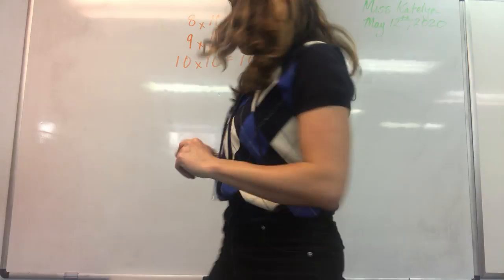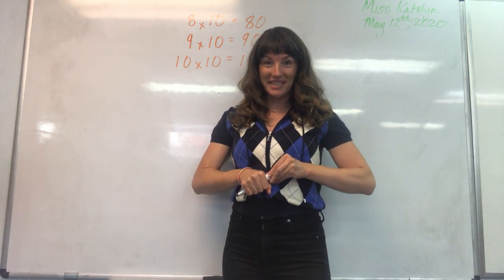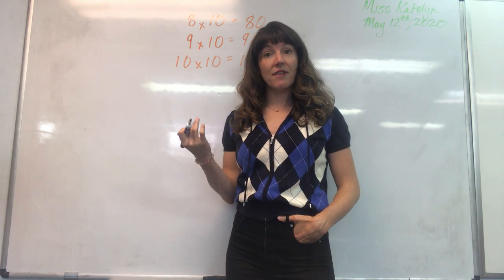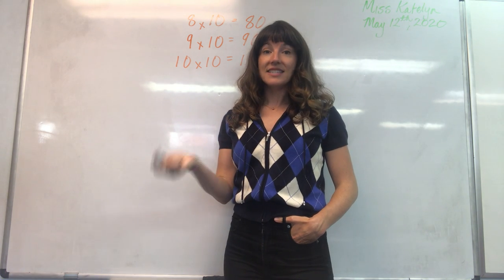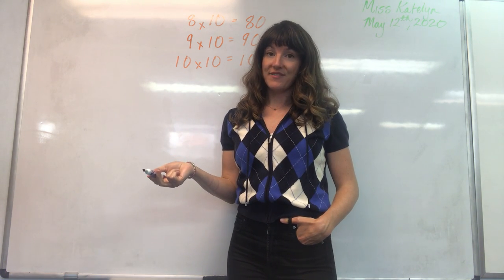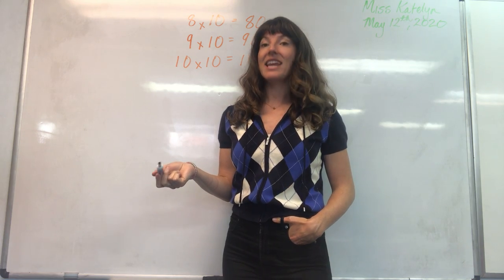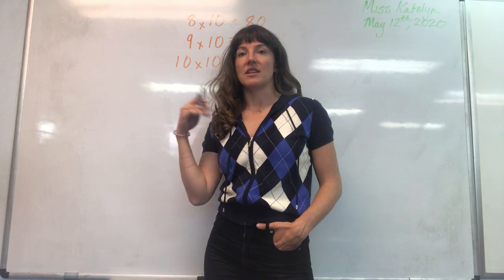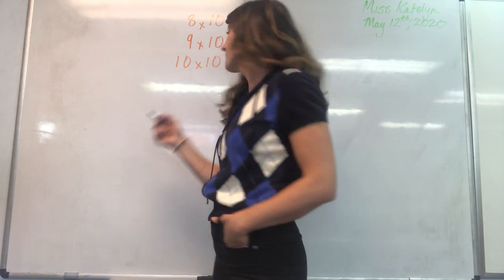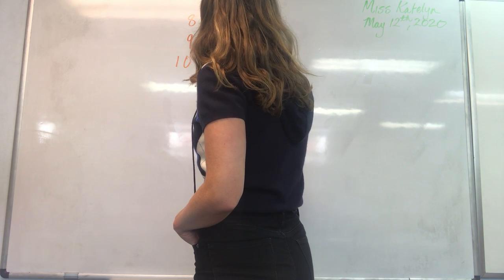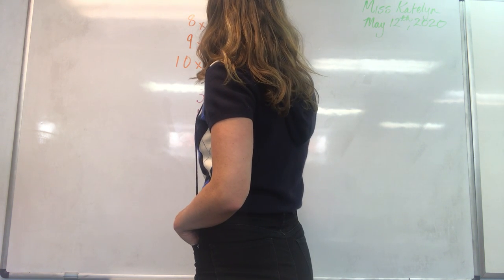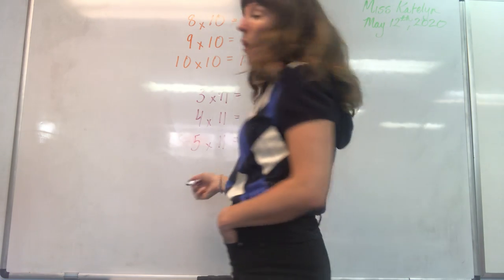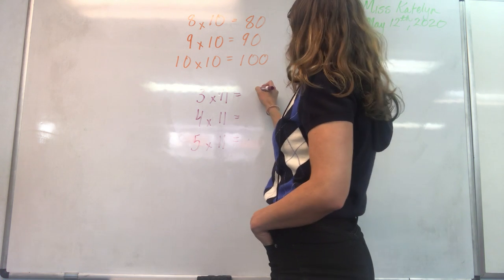Okay, so now we're gonna multiply times 11. Multiplying times 11 when your other factor is a single digit, okay? The single digits are 1, 2, 3, 4, 5, 6, 7, 8, and 9, all right? When you multiply a single digit by the factor 11, you just double the other factor, okay? 3 times 11, 4 times 11, 5 times 11. All you have to do is double the other factor.